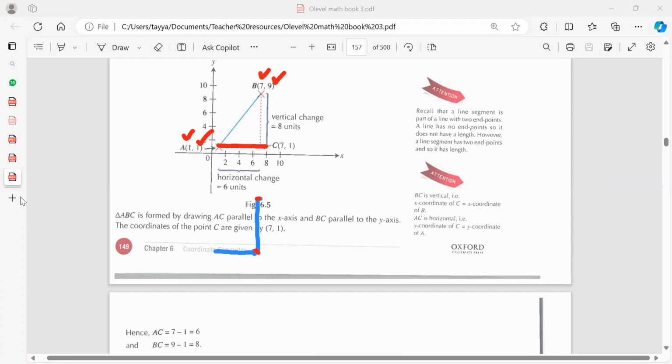Ramisa, the length of AC: it starts from 1 and ends at 7, so 1 to 7 is 6. The distance from A to C is 6 units. And the distance from B to C: it starts from 1 and ends at 9, so 9 minus 1 is 8, right?